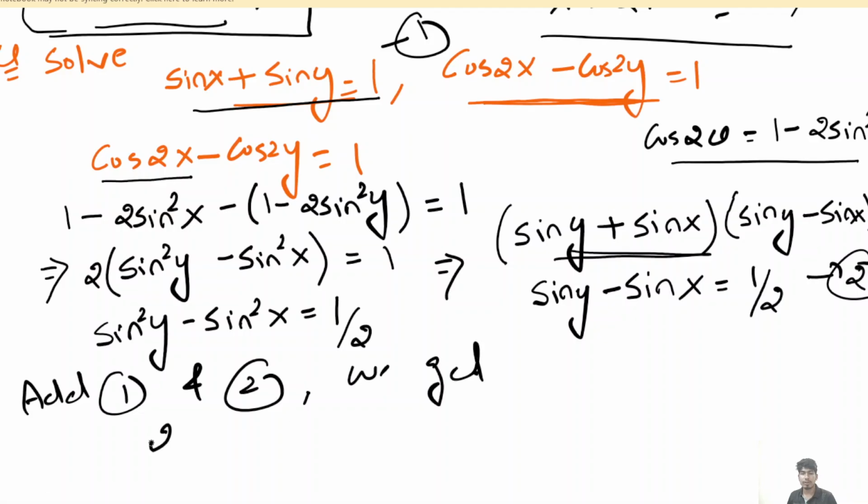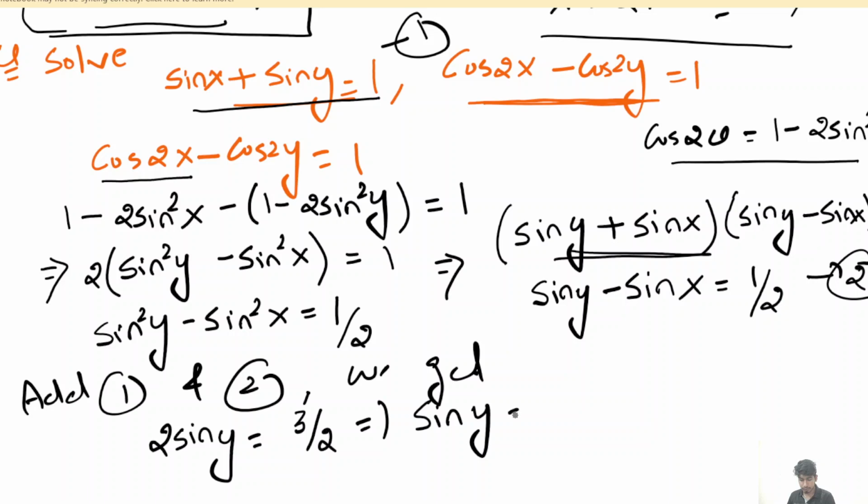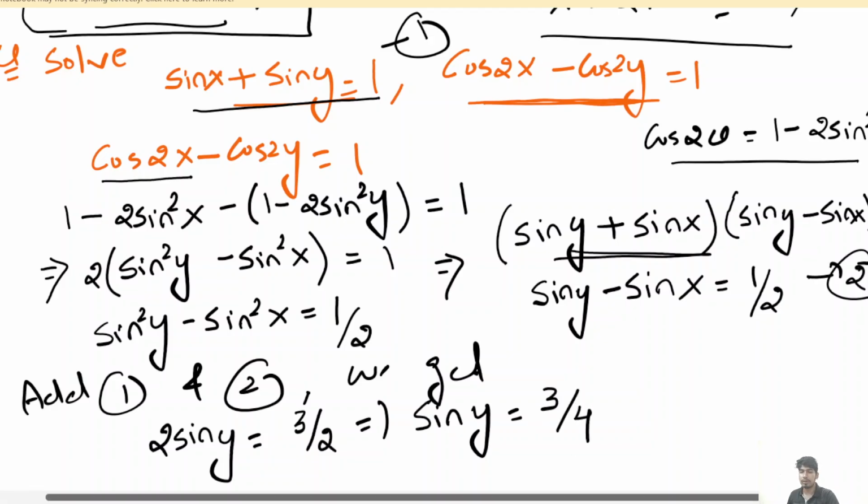2 sin y is equal to 1 plus half, which is 3 upon 2. This implies sin y is equal to 3 upon 4. One minute, students. What we get is sin y is equal to 3 upon 4.